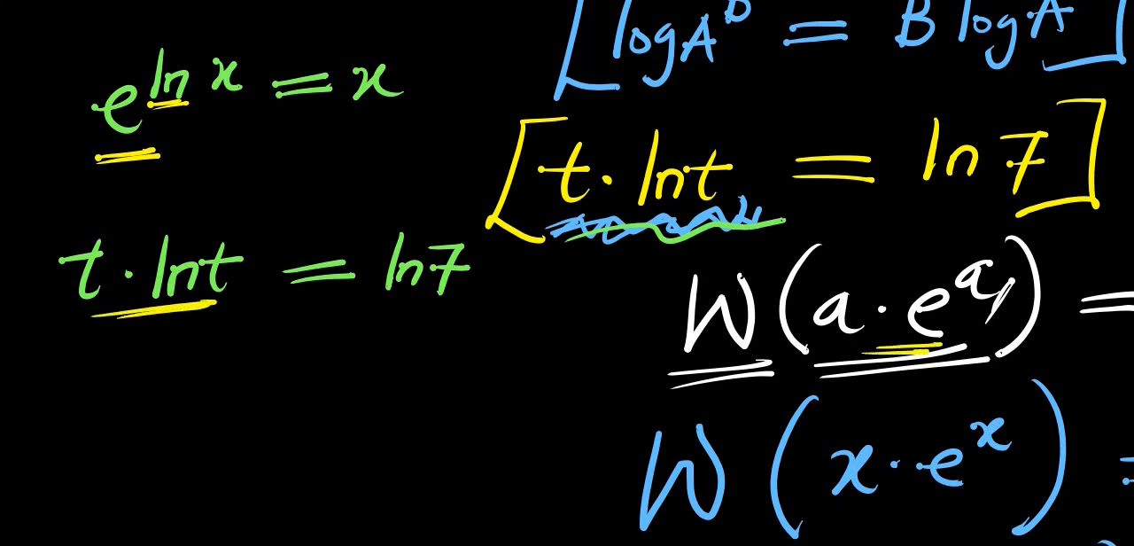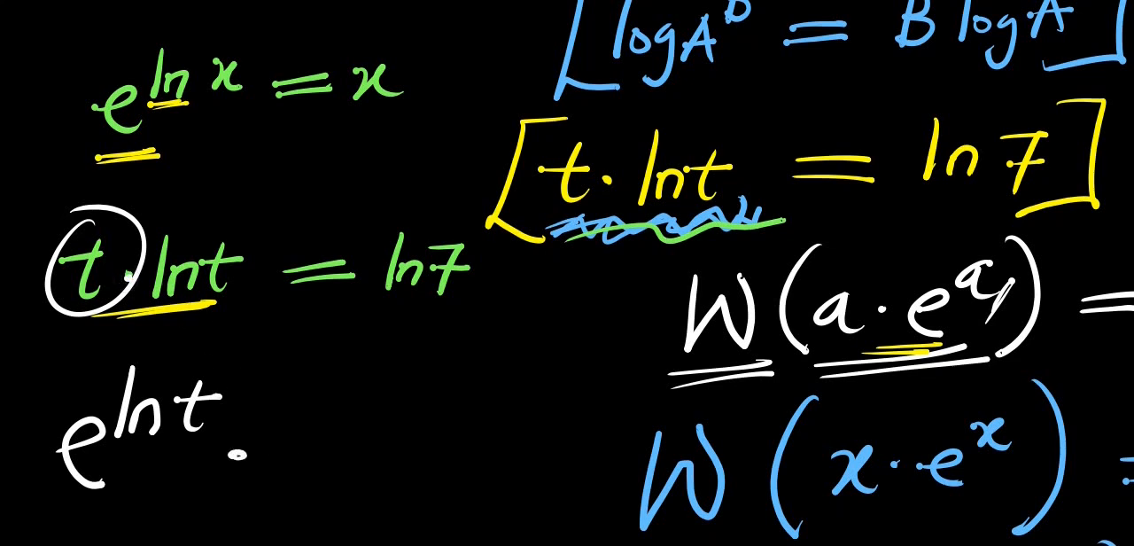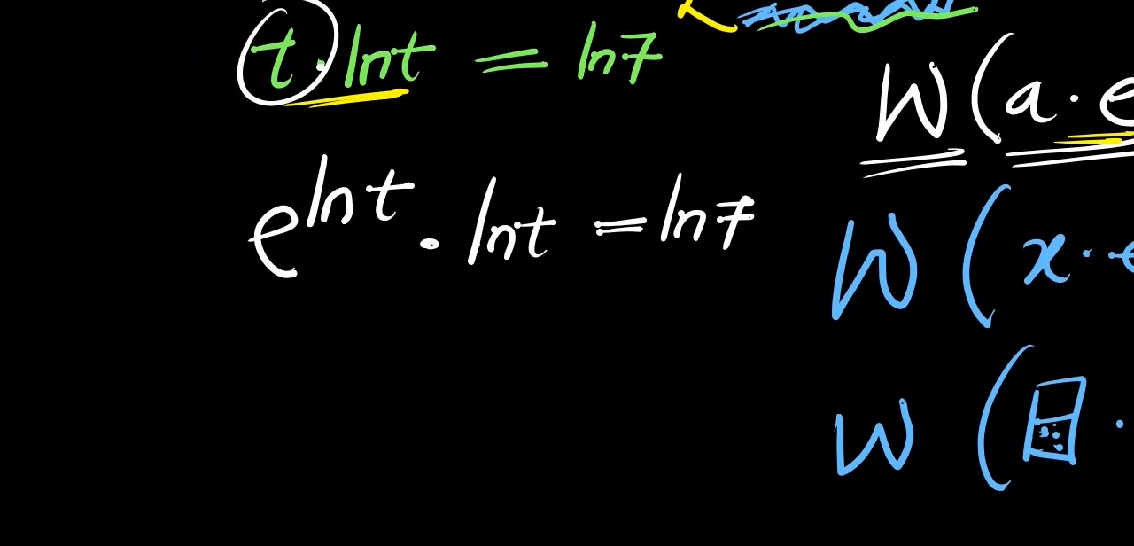So what we are going to do right now is, instead of this t, we are going to have e to the power of ln of t, because this e will eliminate this natural log, and you are going to have your t again. We haven't changed anything. Then we have times ln of t, and this equals ln of 7.